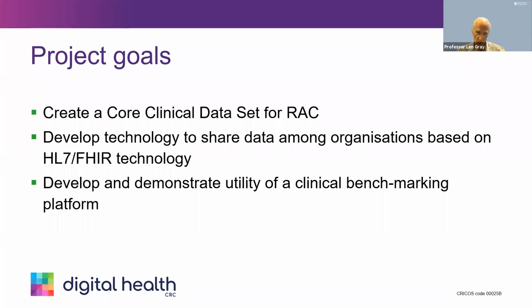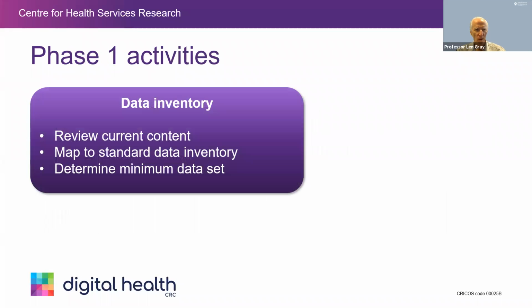And then the third part of this project is to develop and demonstrate the utility of a clinical benchmarking platform. In other words, from these data elements, we're going to create a suite of quality indicators that we will then assemble into a repository and demonstrate how that can be used for clinical benchmarking. Not a new idea, but the wherewithal to achieve this in aged care is a relatively new idea. So the project, what we're calling phase one, which is the next 2 years' work, has three components.